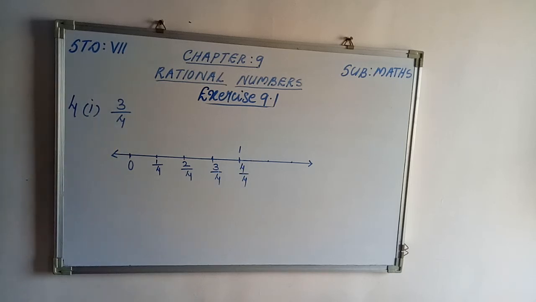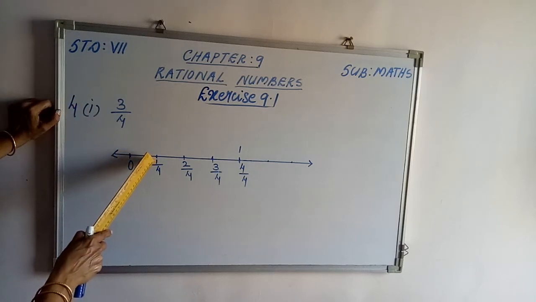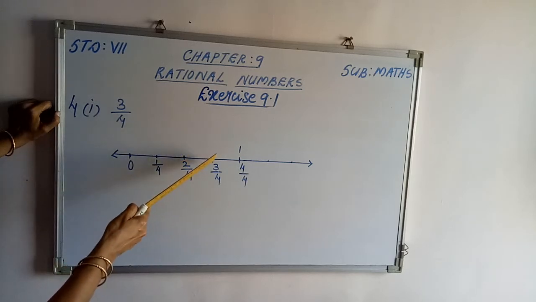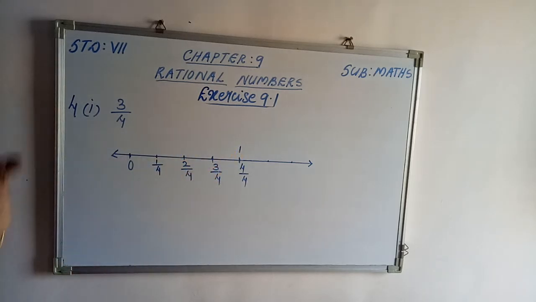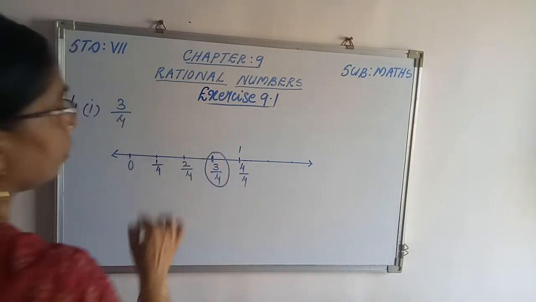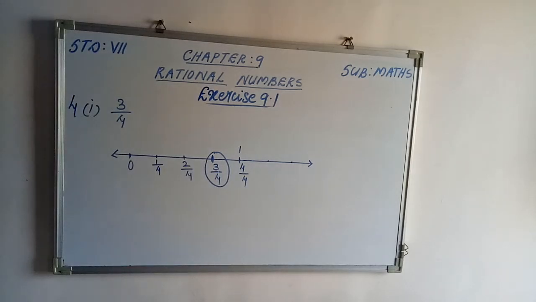So how many parts are divided? Into 4 parts. We know that 4 upon 4 means it is 1. So 1 means 4 upon 4. See, after 0, 1 upon 4, then the second part 2 upon 4, third part 3 upon 4 and the fourth part is 4 upon 4, that means 1. So which rational number do you have to represent? That is 3 upon 4. So this is the number that you have to represent. Is that clear? So you have to see the denominator. If it is 7, how many parts? We can divide it into 7 parts.